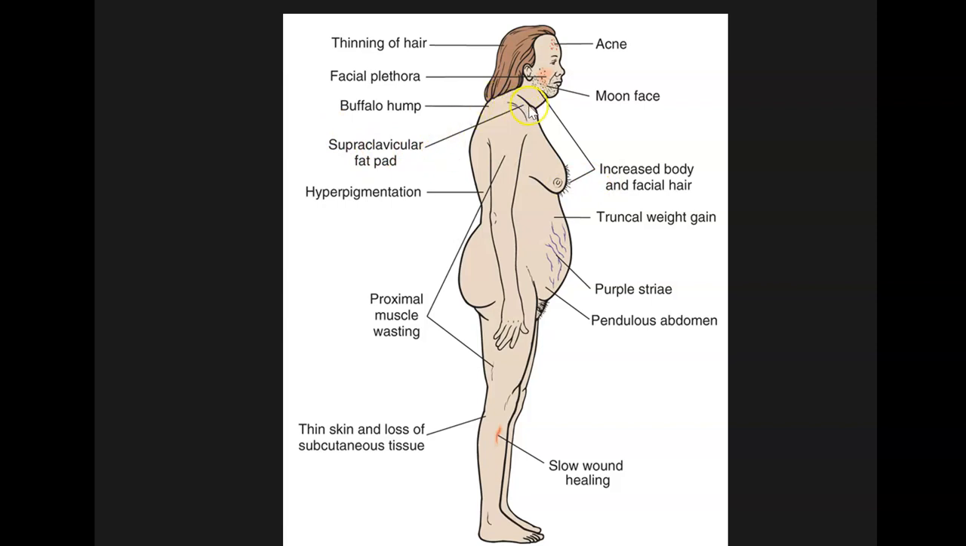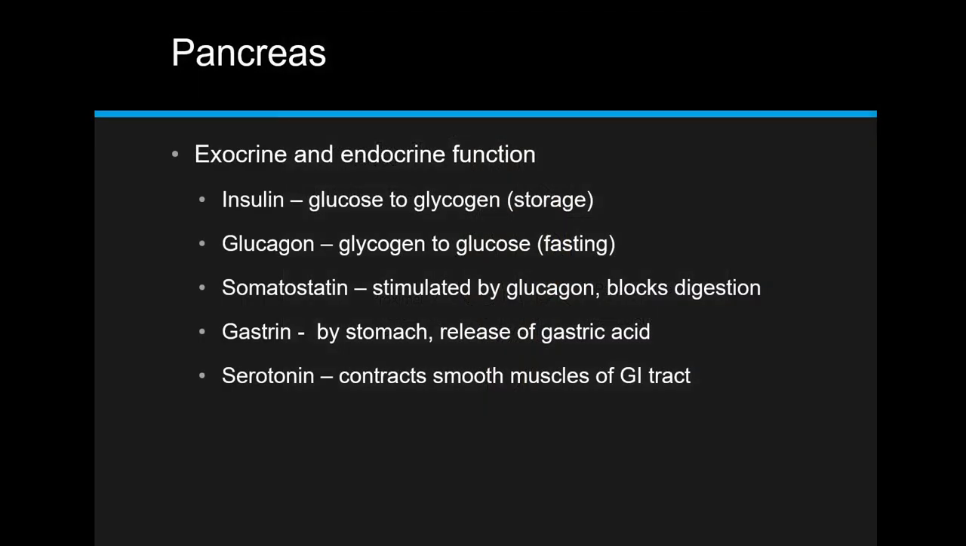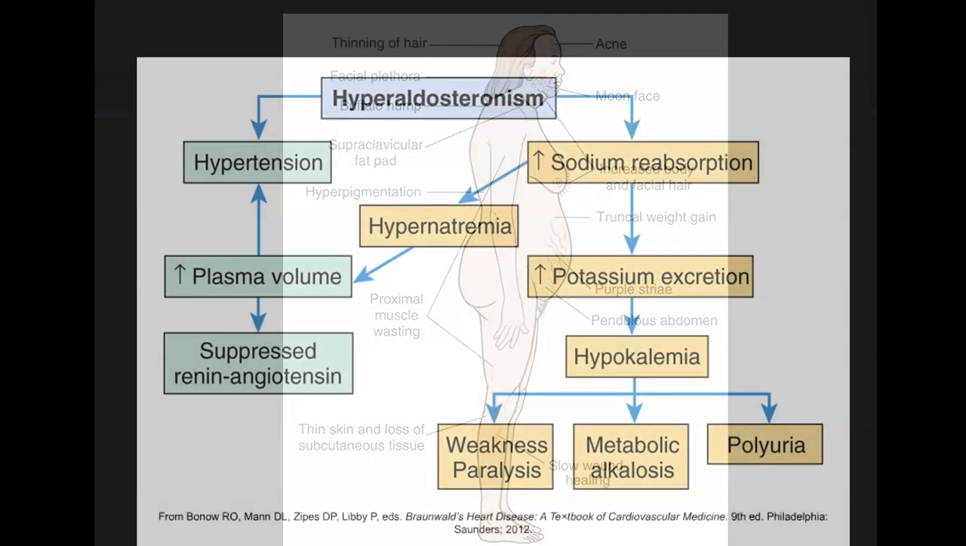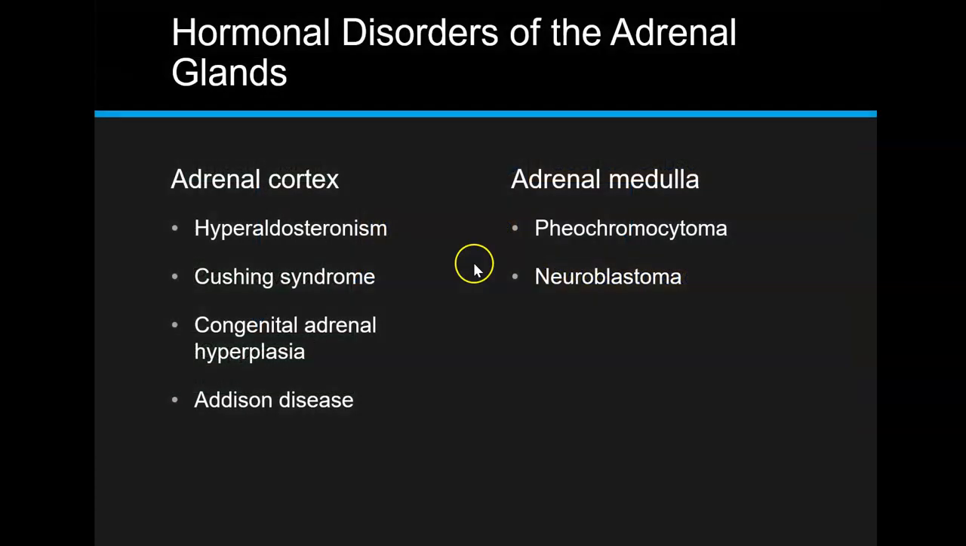Supraventricular fat pad right there, a buffalo hump, so a fat pad right there, a moon face with acne, thinning of hair, increased body and facial hair, and truncal weight gain with purple striae, and a pendulous abdomen, an abdomen that just hangs over here. So these are all from excess cortisol. So this is Cushing's syndrome right here.